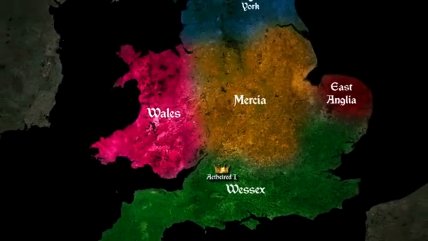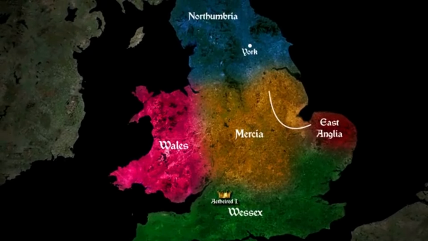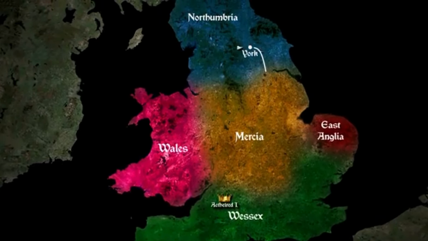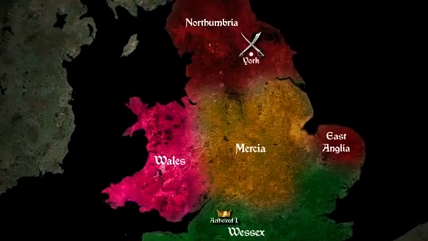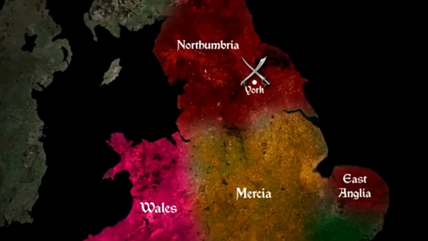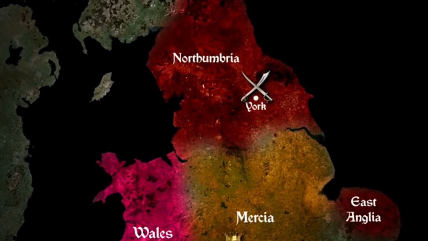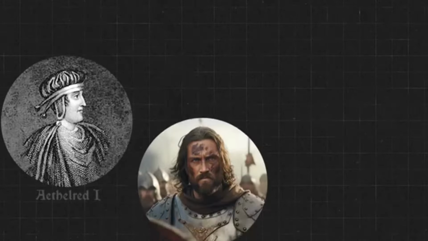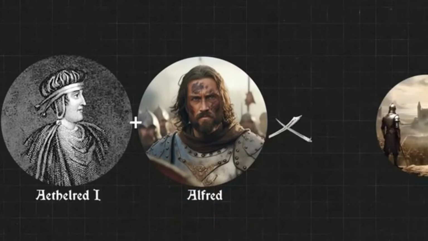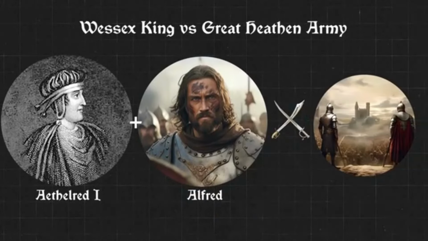The same year of Aethelred's ascension, 867 AD, the Vikings captured and settled the town of York, establishing the first major Danish foothold on English soil. Aethelred had no choice but to meet the great heathen army in battle. Together with his younger brother Alfred, they gathered an army and marched out to defeat their invaders.